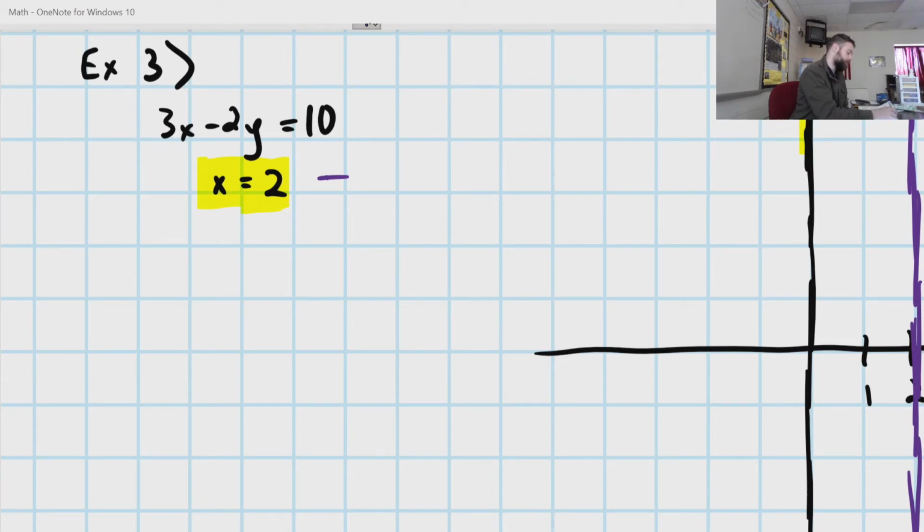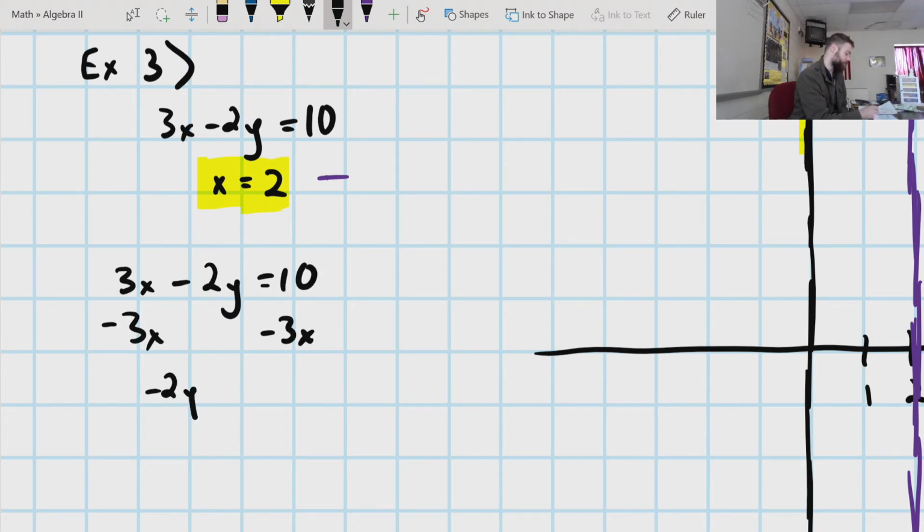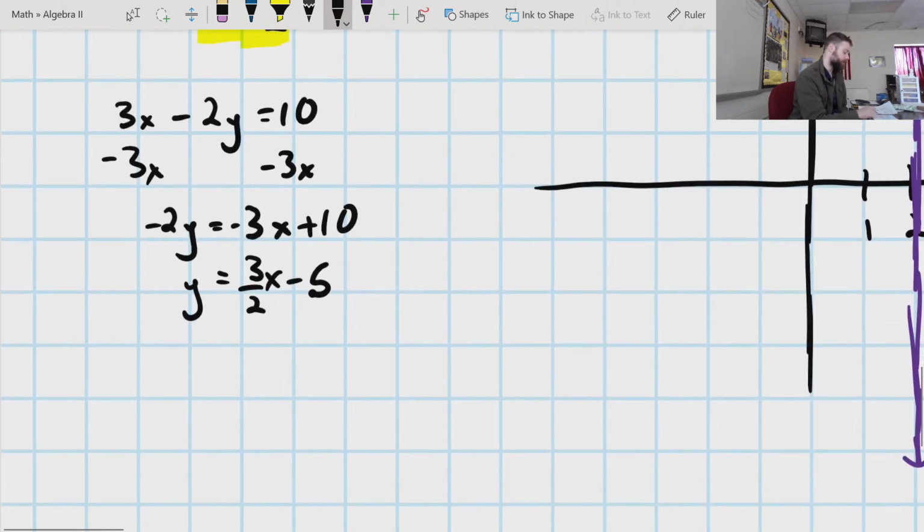The other one, I want to solve for y. So I'm going to do that, and there's more than one way to do that. I'm actually going to get rid of the 3x. So down here, I've got 3x minus 2y equals 10. So I'm going to subtract 3x from both sides of the equation. So I get negative 2y is equal to negative 3x plus 10. And then I get y is equal to 3 over 2x minus 5.